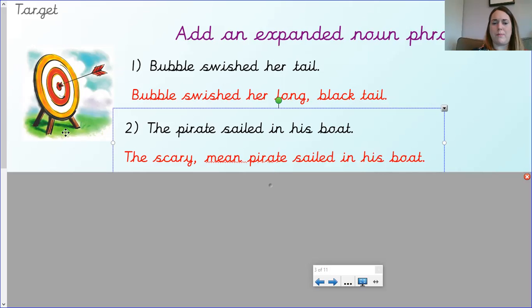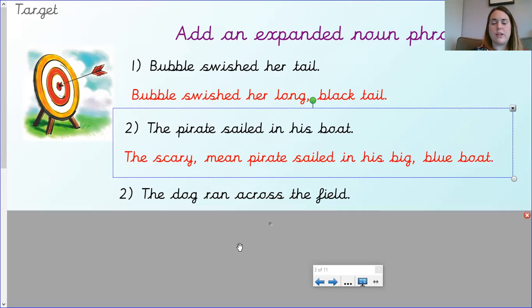In fact, let's do 2 expanded noun phrases. The scary, mean pirate is my first one. Pirate is a noun. Boat is another noun. So the scary, mean pirate sailed in his big blue boat. Okay, there we are. 2 expanded noun phrases in that sentence. Let's try the next one.